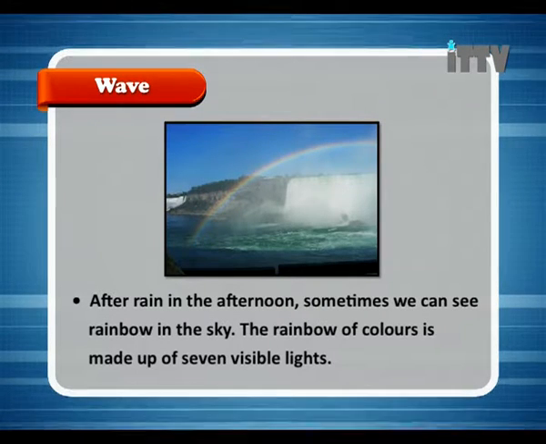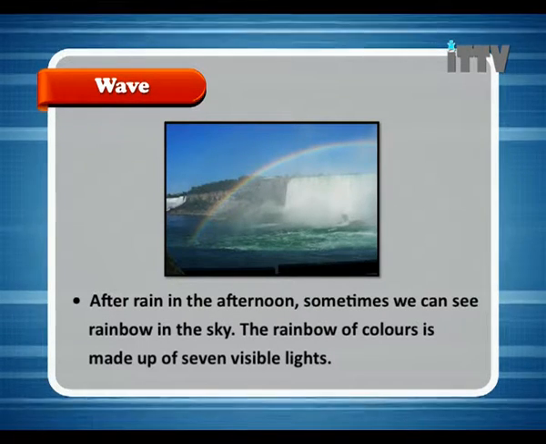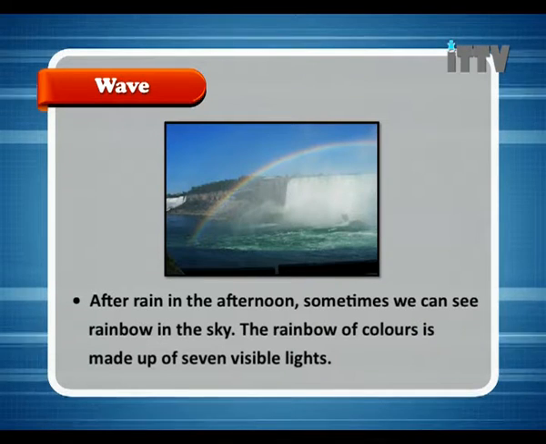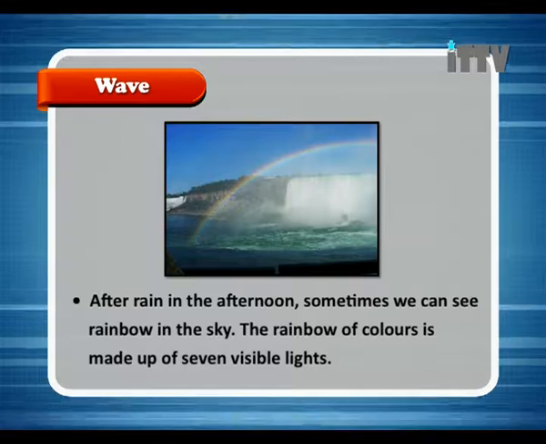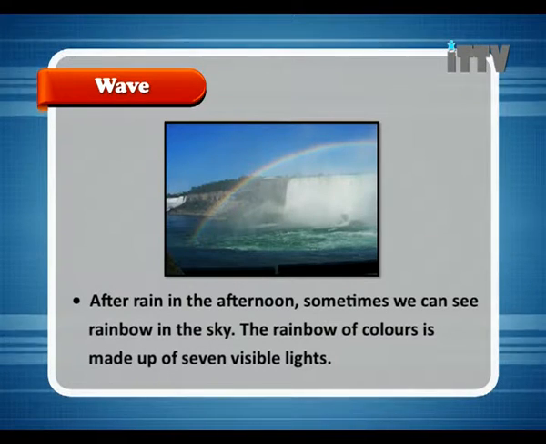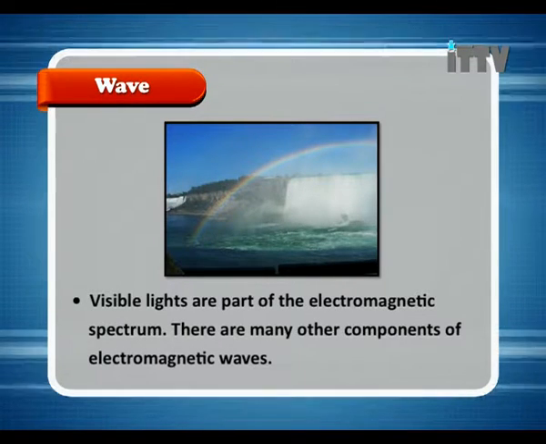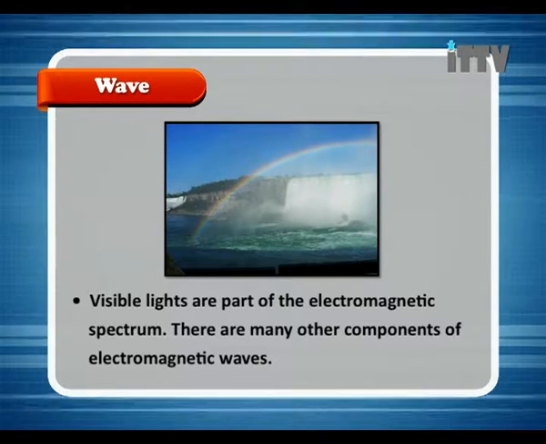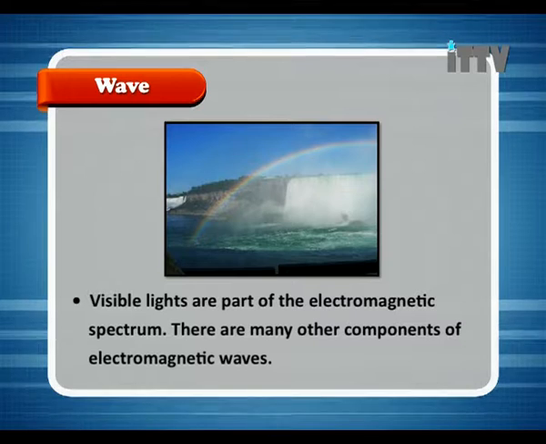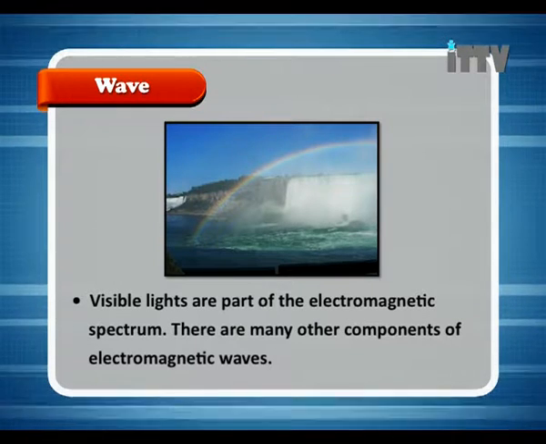After rain in the afternoon, sometimes we can see a rainbow in the sky. The rainbow of colors is made up of 7 visible lights. Visible lights are part of the electromagnetic spectrum. There are many other components of electromagnetic waves.